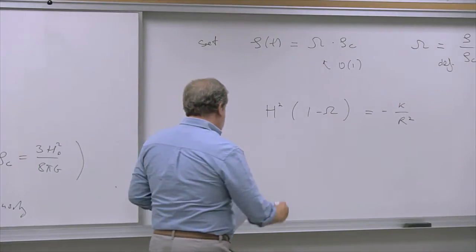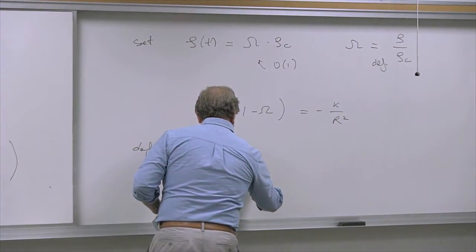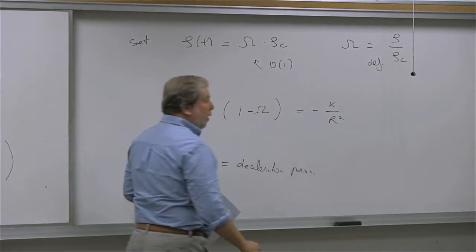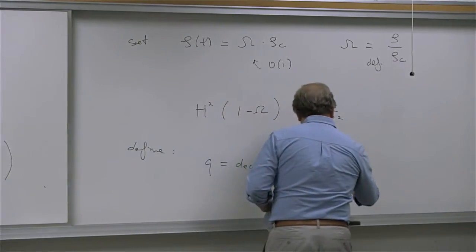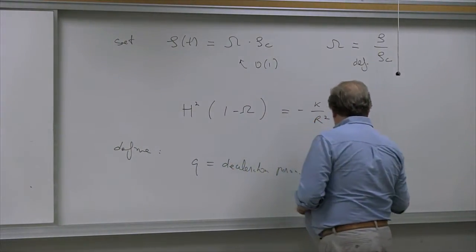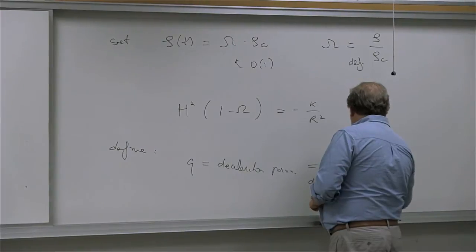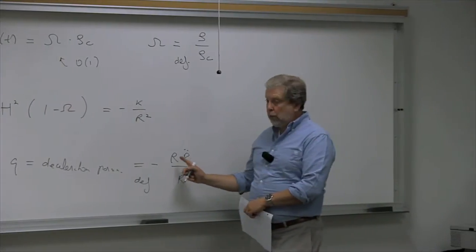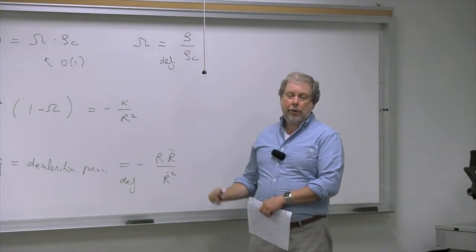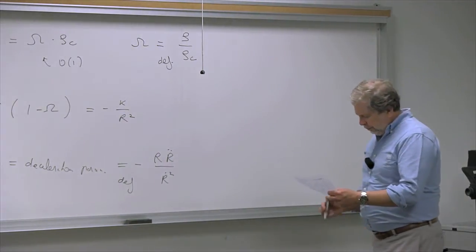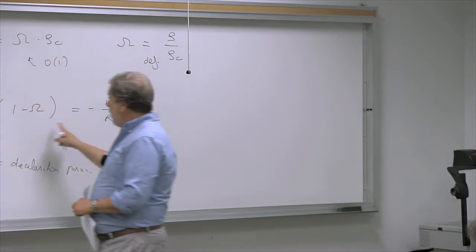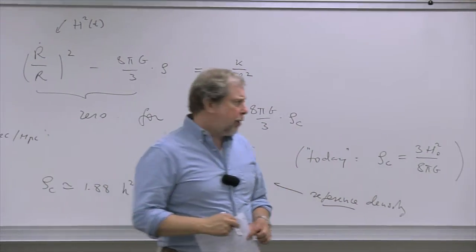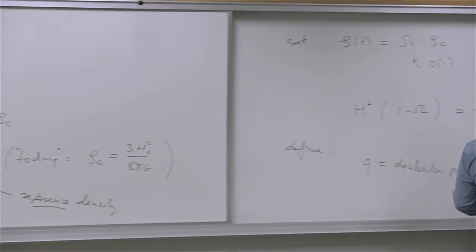the following quantity, which is q, equal to the deceleration parameter. And that is defined as minus r times r double dot divided by r dot squared. So the acceleration parameter has not to do with the velocity, but with the acceleration, the r double dot. And you can figure out what that is based on this equation, as well as the other equation that we had, which was equation number 2.